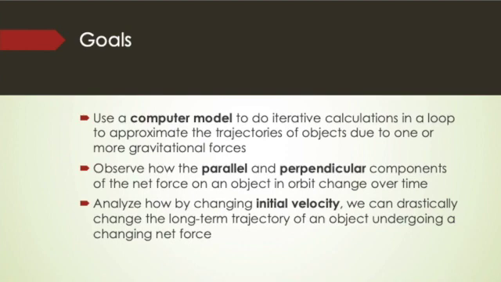The goals of this lab are to use a computer model to do iterative calculations in a loop that would not be efficient to do by hand, to approximate the trajectories of objects due to one or more gravitational forces, and to observe how the parallel and perpendicular components of the net force on an object in orbit change over time. We also analyze how, by changing the initial velocity of an object, we can drastically change the long-term trajectory of this object as it undergoes a changing net force.